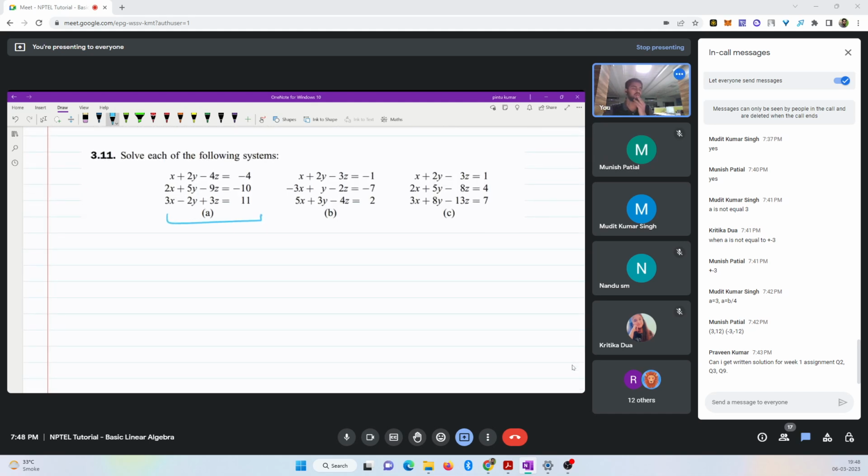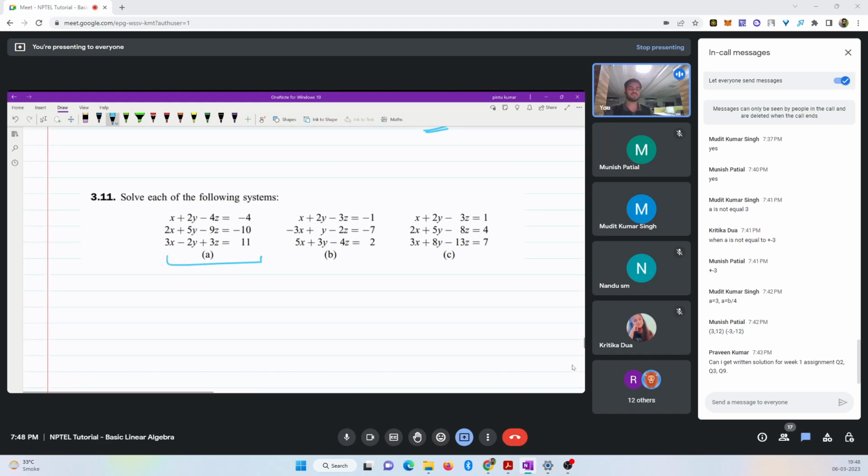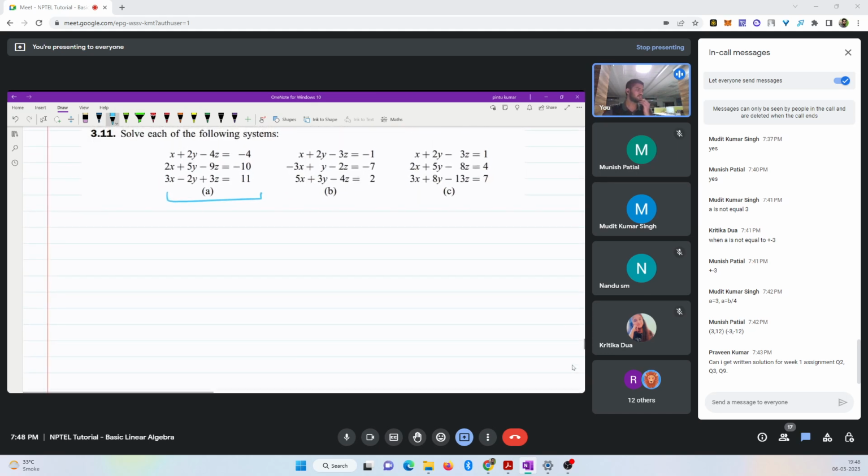So let's say we have to solve a system of equations. This is the same as what we have been solving. I'll solve one of them, and you also write it on your copy and try to solve along with me. Okay, let's see who solves first. The augmented matrix that you will get is something like 1, 2, -4, 2, 5, -9, 3, -2, 3, and this is 4, -10, 11.